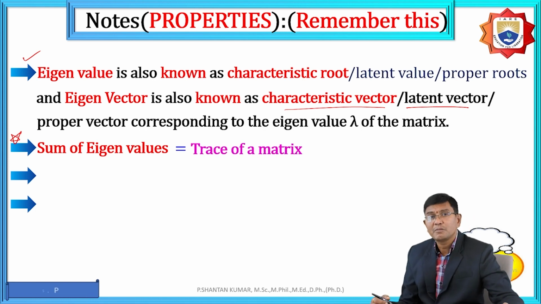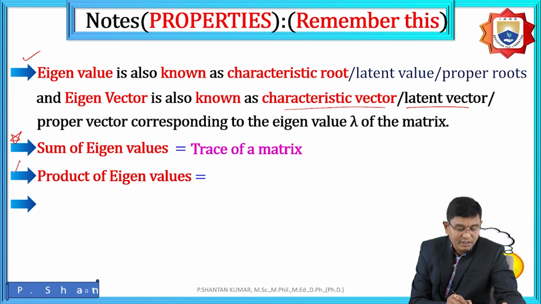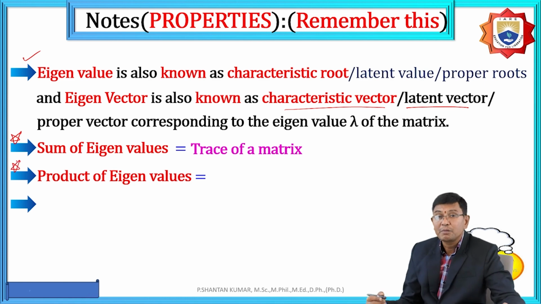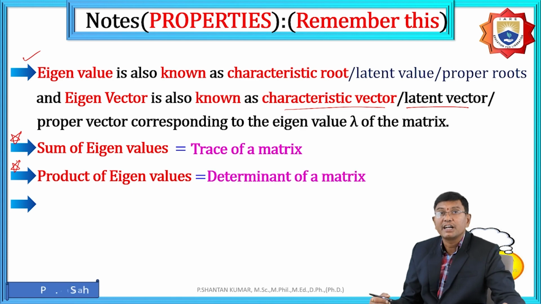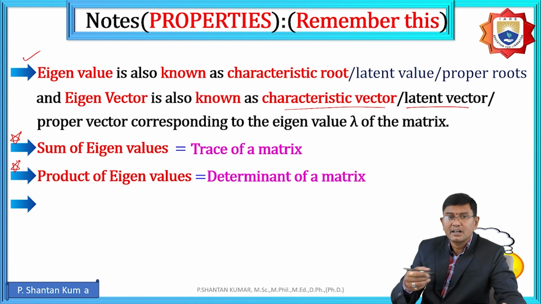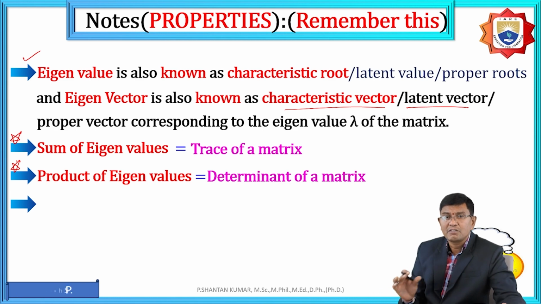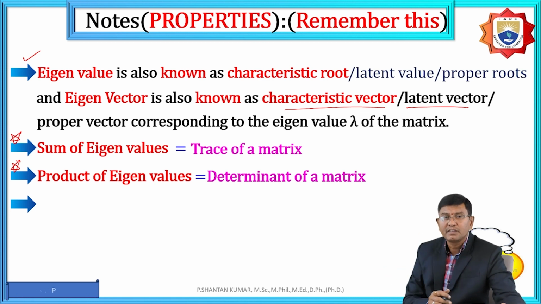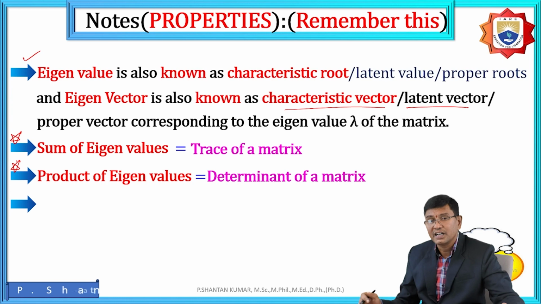Similarly, the product of the eigenvalues is also something we need to remember: it is equal to the determinant of the given matrix. While cross verifying whatever eigenvalues we obtain, the sum is equal to the trace of the matrix and the product is equal to the determinant of the matrix. These are very important conditions to remember.